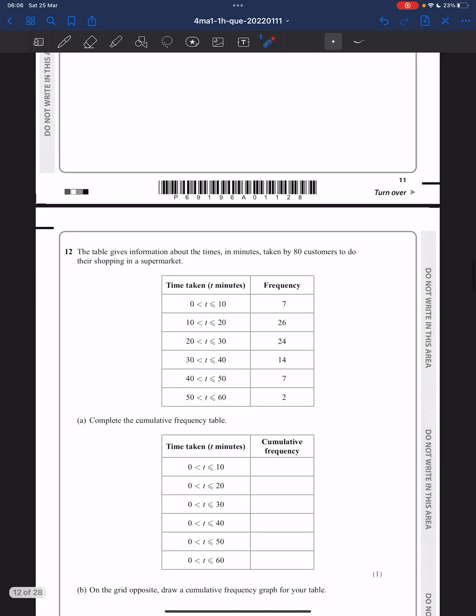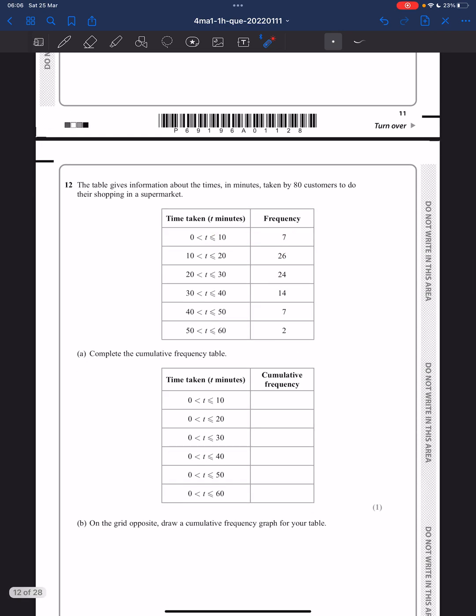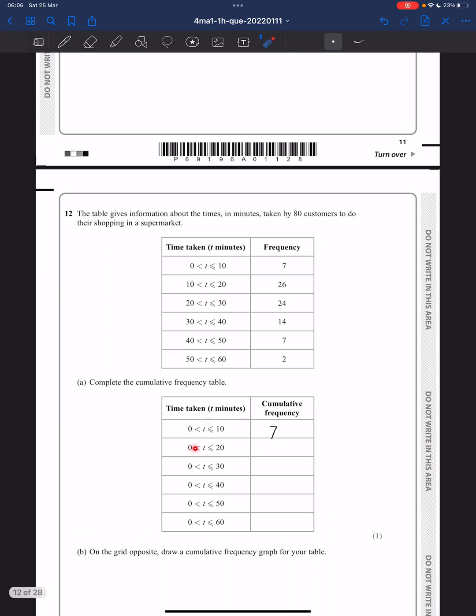Okay, number 12. The table gives information about the times in minutes taken by 80 customers, so they'll add up to 80, to do their shopping in a supermarket. Complete the cumulative frequency table. Okay, so 0 to 10, that was 7 people. So now we're saying if we go from 0 to 20, rather than 0 to 10 and then 10 to 20, we'd have all these in it.